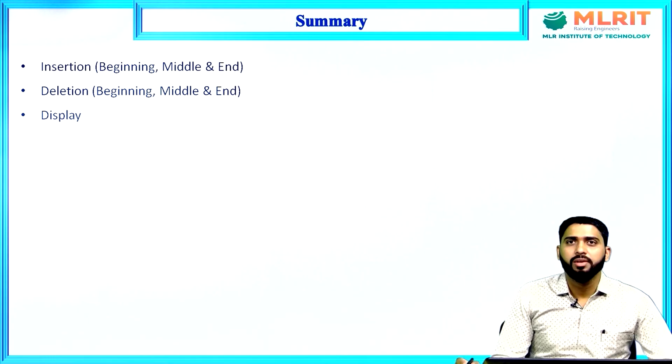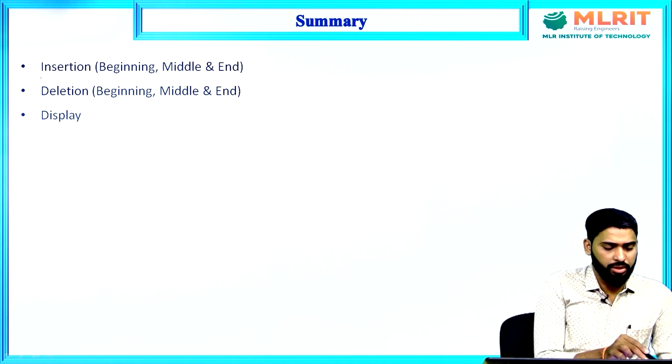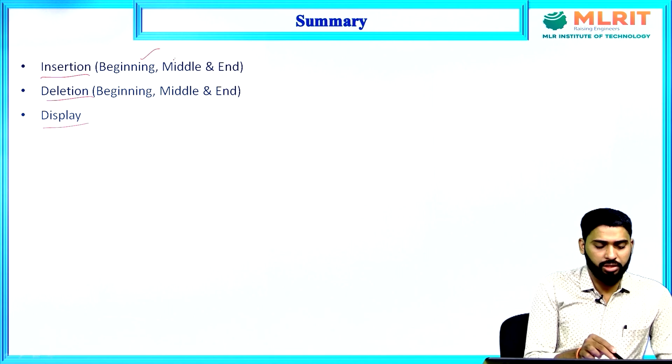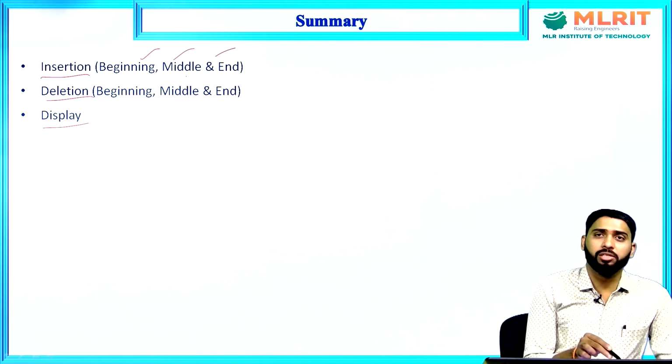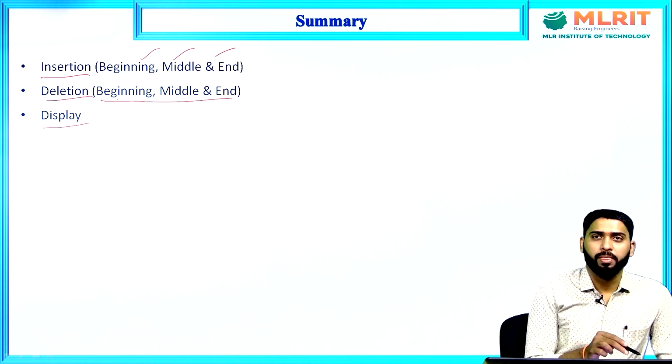Okay. Summary of the session. In this session, we learn how to implement a circular double linked list. We learn 3 functions: insertion, deletion, and display. In insertion, we have 3 cases: insertion at beginning, insertion at middle, and insertion at end. And in deletion also we have 3 cases: delete the first node, delete a specific node in the list, and delete the last node in the list. And in display we have 2 functions, one is forward, another one is backward.